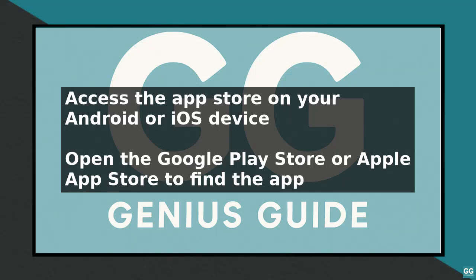To find the CyberScout mobile app, start by accessing the App Store on your device. If you have an Android device, open the Google Play Store. And if you have an iOS device, open the Apple App Store. Once you are in the App Store, use the search function to look for CyberScout. Type in the name of the app and select it from the search results.